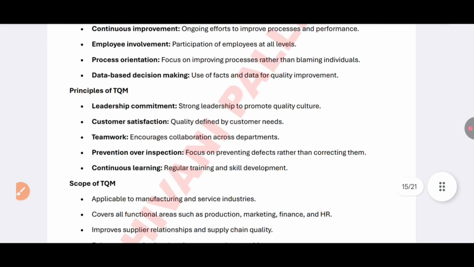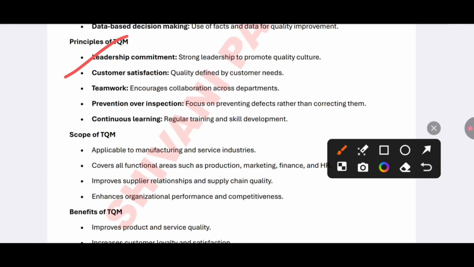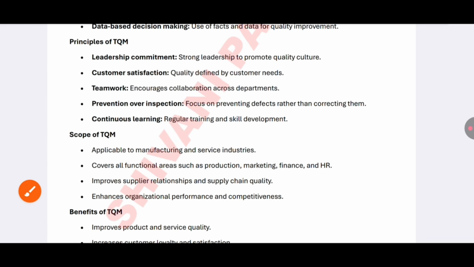Next, what are the principles of this TQM? Leadership commitment is one of the main things, like proper quality control and promoting strong leadership is important. Customer satisfaction, teamwork, prevention over inspection, continuous learning. So these are the various principles of TQM. We all know about that.